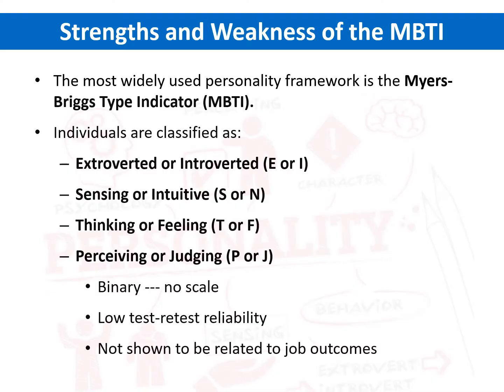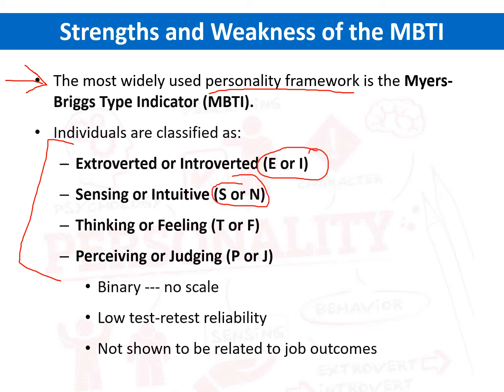Now, when we talk about psychological profiling, we really start to think about personality tests and personality frameworks. And the most popular, most widely used personality framework in the industry is the Myers-Briggs Type Indicator, or the MBTI. And basically with the Myers-Briggs, people are classified based upon 4 different categories. Okay, so they're either classified as introverted or extroverted, as sensing or intuitive, as thinking or feeling, and as perceiving or judging. And then based upon these classifications, they fall into one of 16 different personality categories.